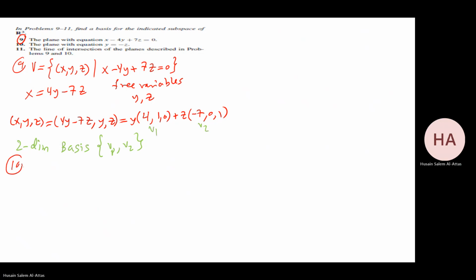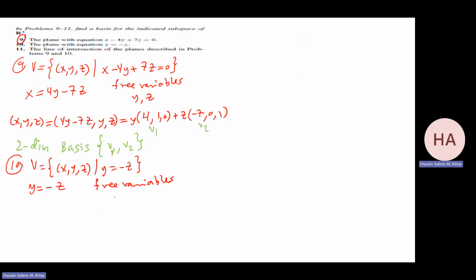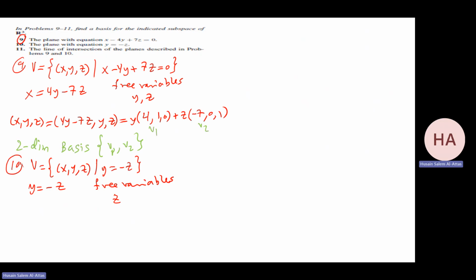Number 10. You have what? Same thing. V equals X, Y, Z, such that Y equals minus Z. Be careful here. So I have Y equal minus Z. What are the 3 variables? I can think of Z. Yeah, very clear. And you need to be careful here.